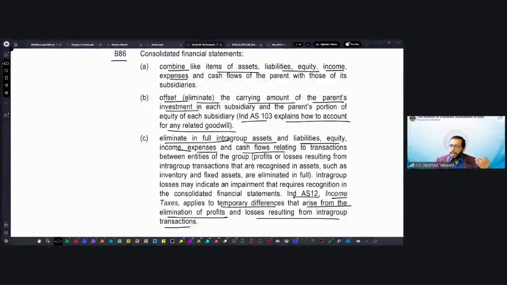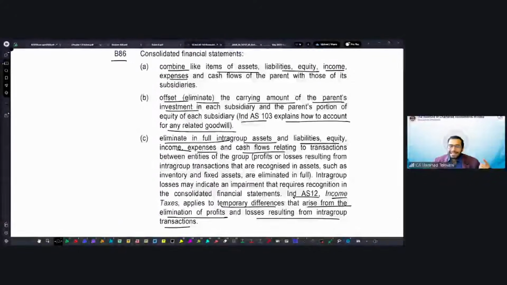Now, if this is given under the Ind AS, that means management is required to follow this. When management follows it, you have to audit as per Ind AS 110 whether these adjustments are appropriately accounted for or not, and accordingly you need to see whether the consolidation is done appropriately or not.